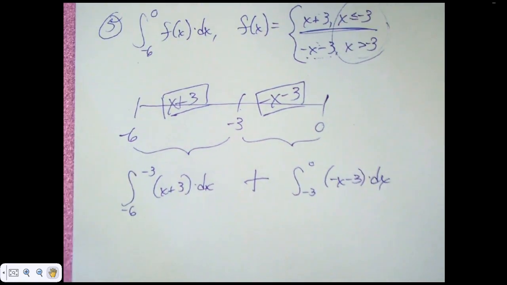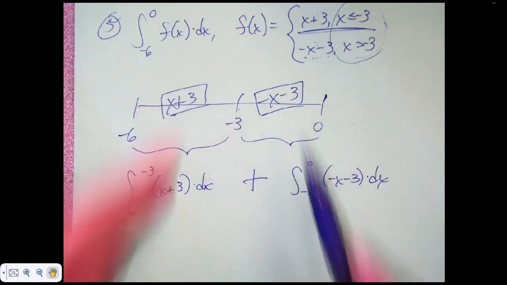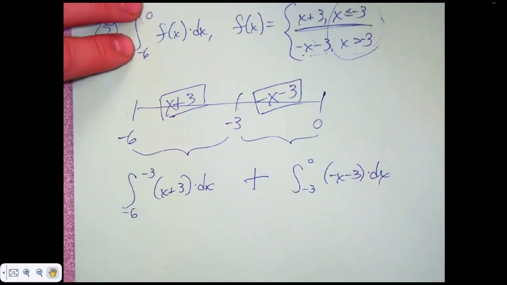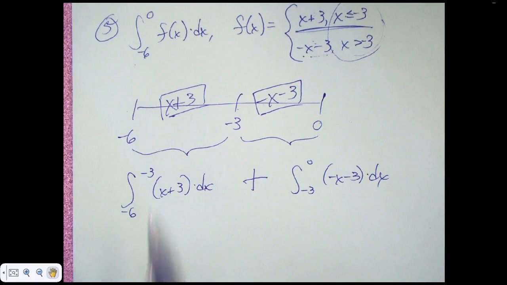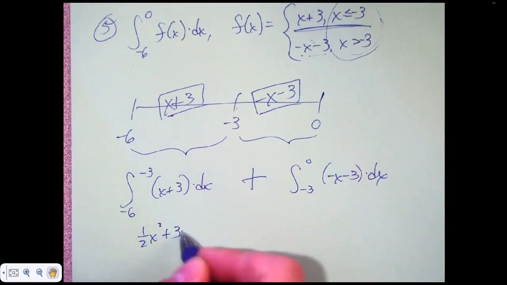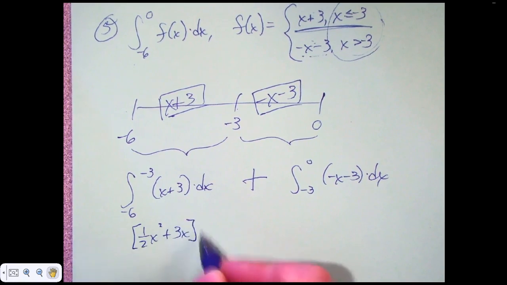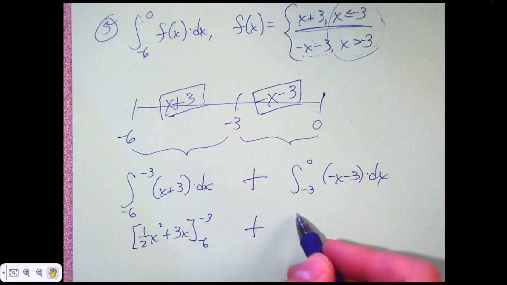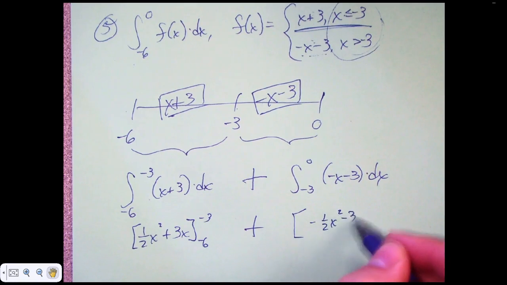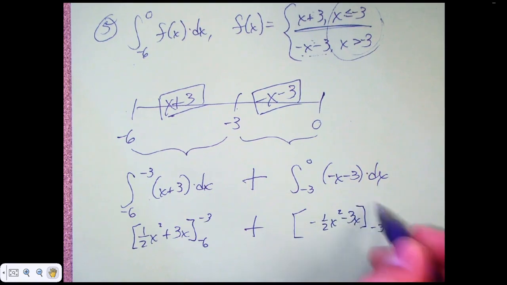So what we just did was take the piecewise function and split it into 2 separate integrals based on greater than, less than, and the overall endpoints. We're going to work both of these out. So 1/2 x squared plus 3x from -6 to -3. I'm just going to work out the steps for each part as I go. So this will be -1/2 x squared minus 3x from -3 to 0.